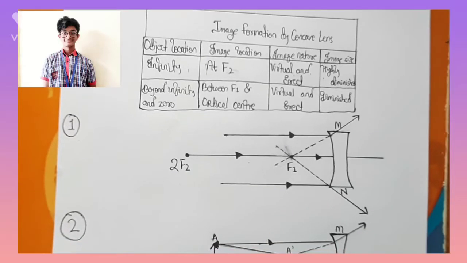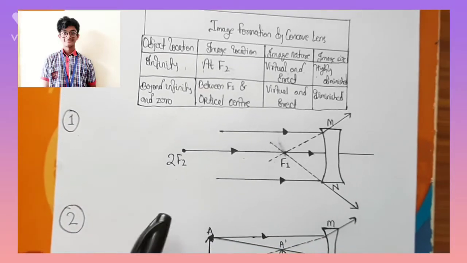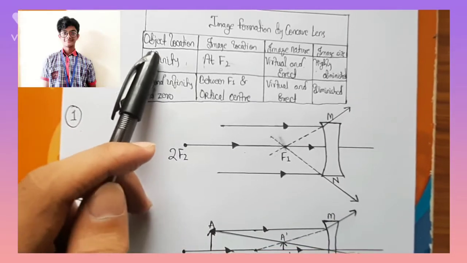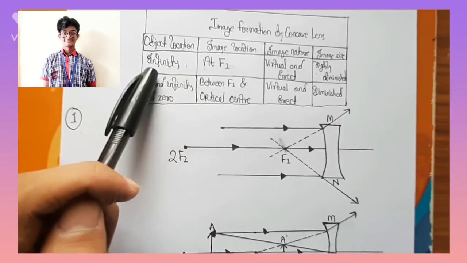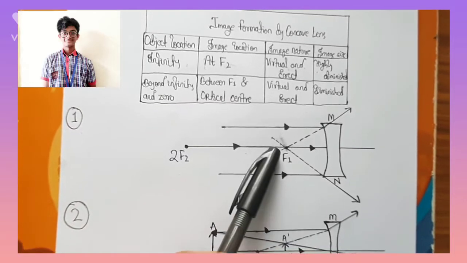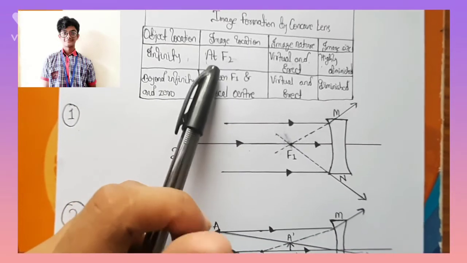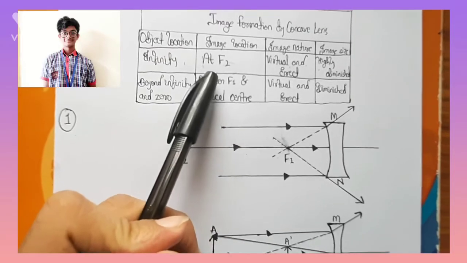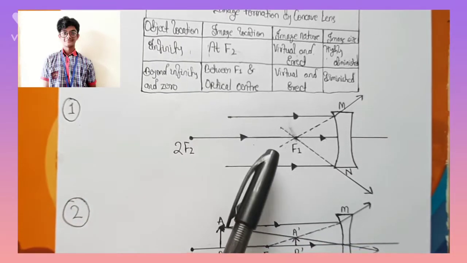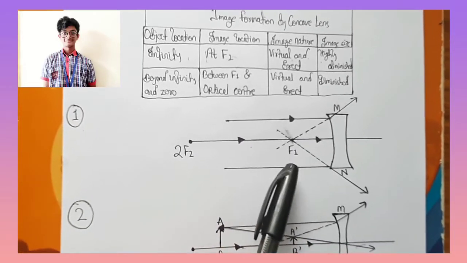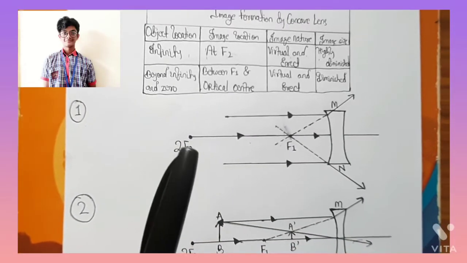In the first example, when an object is placed at infinity, the object location will be at infinity and the image location will be at F2. So here we can write image location at F2. A virtual image is formed at the focus. So here at the focus, a virtual and erect image will be formed.